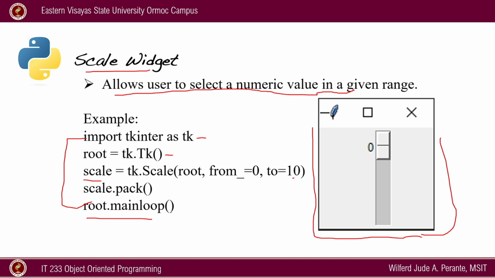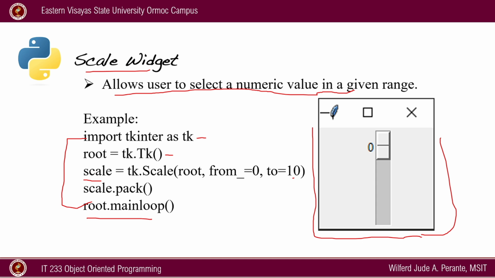So the scale widget is very useful for selecting a numerical value within a specified range. Specific lang, no? Commonly used in a GUI application for inputs like volume, brightness, opacity, mga fix lang, no? Kasi 1 to 100 lang. Yun yung mga example niya.